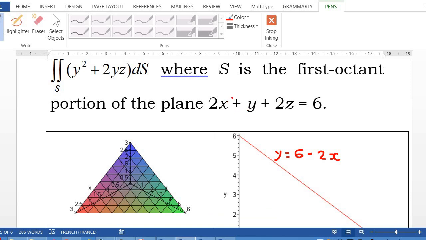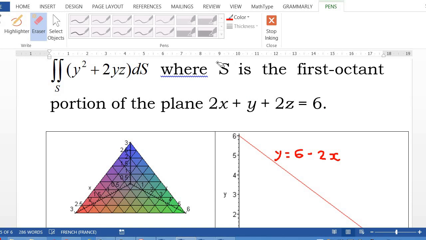To know the x-intercept, you let y and z be 0, so 2x equal to 6, hence x is equal to 3. This is the x-axis. And then to know your y-axis intercept, you let x and z be 0, that's why y is 6. And then for the z-intercept, you let x and y be 0, that's why 2z equal to 6, so z will be equal to 3.